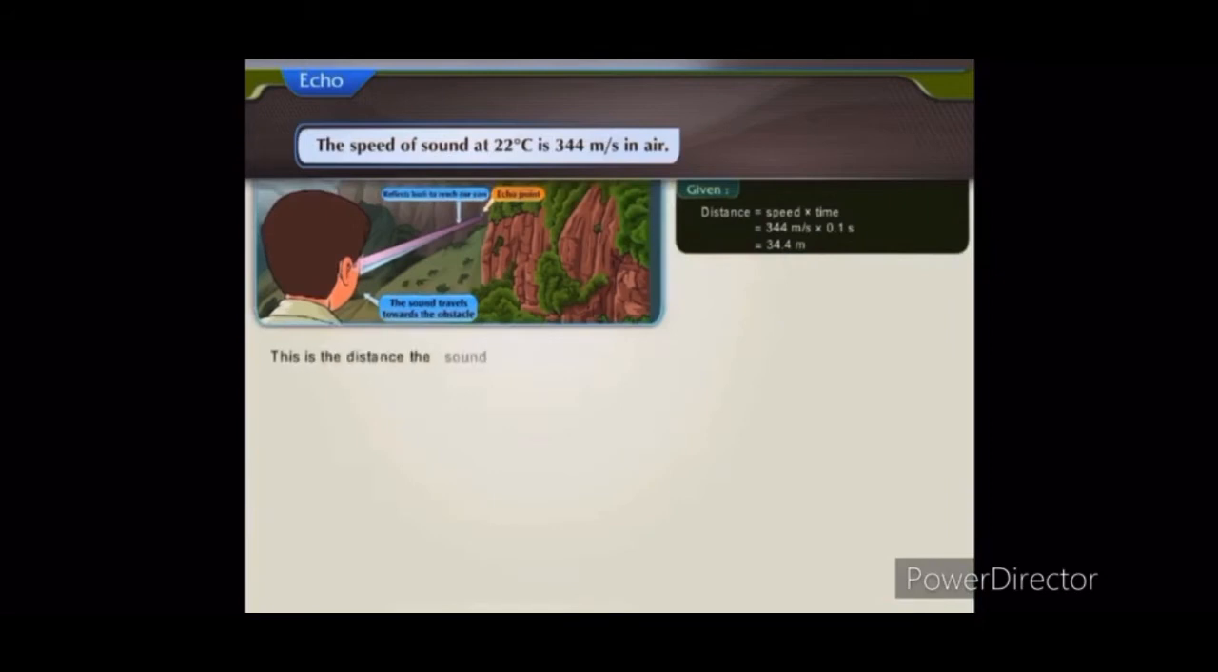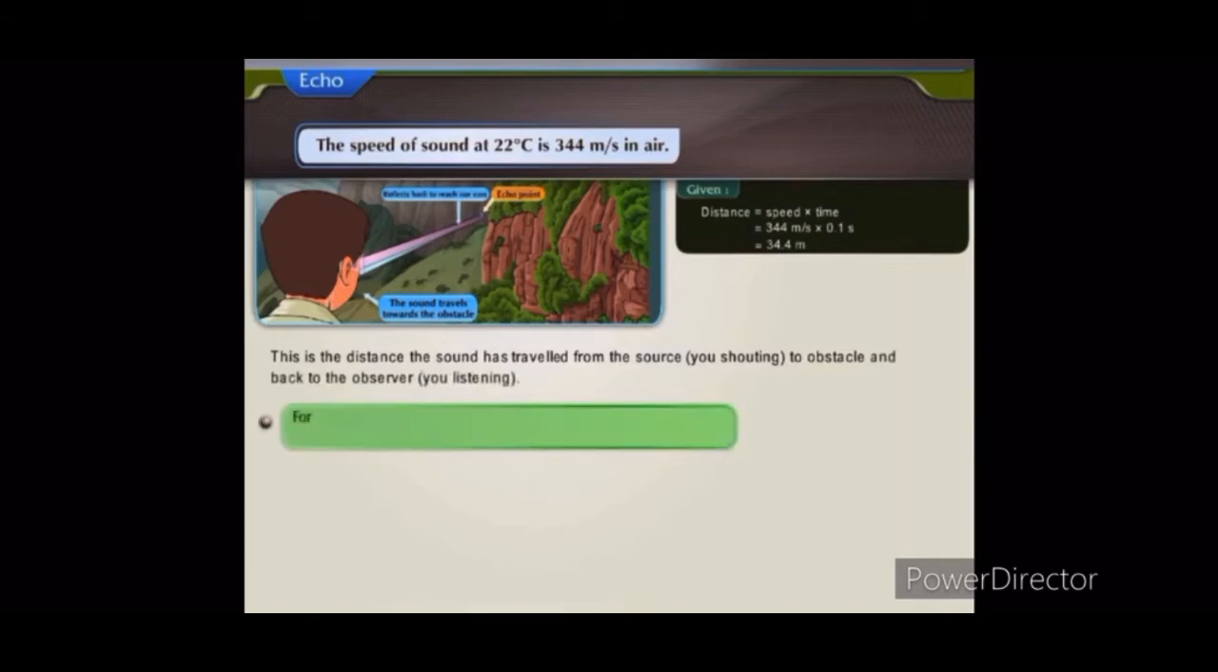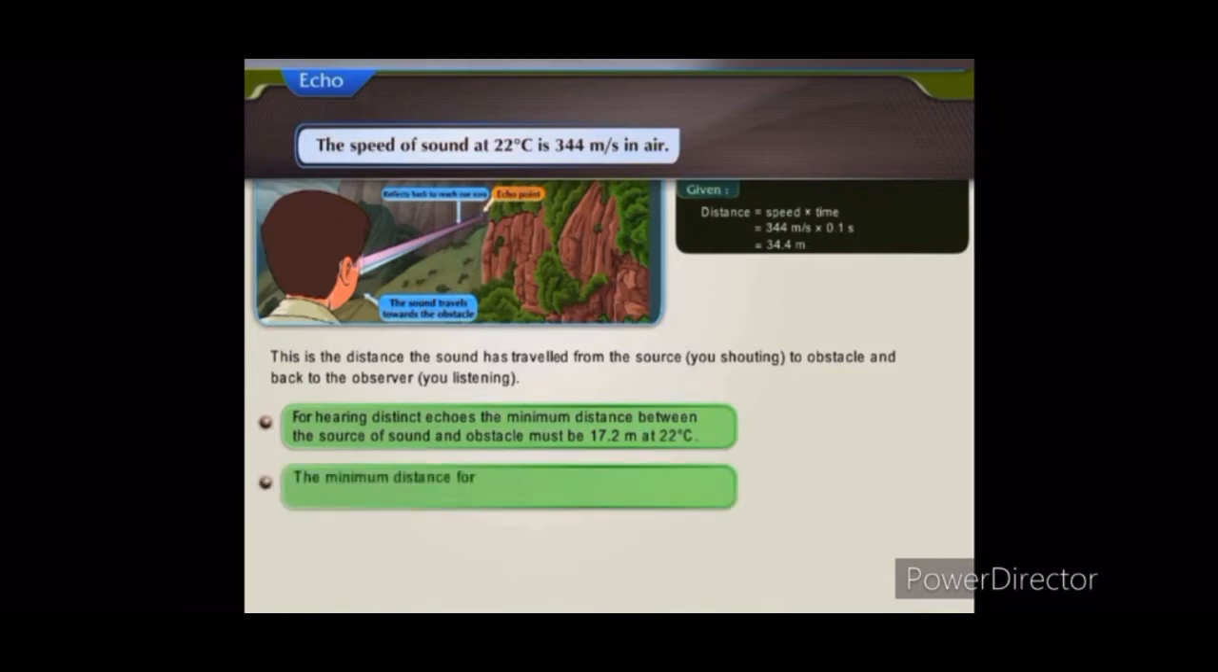This is the distance the sound has travelled from the source, you shouting, to the obstacle and back to the observer, you listening. Therefore, for hearing distinct echoes, the minimum distance between the source of sound and the obstacle must be 17.2 meter at 22 degrees Celsius. The minimum distance for echo will be different for different temperatures.